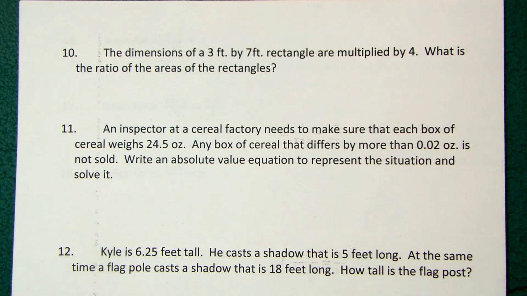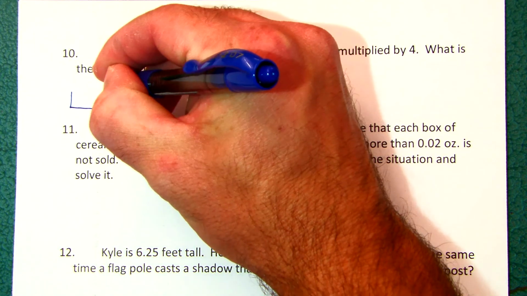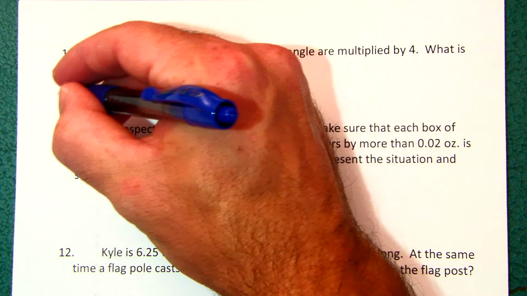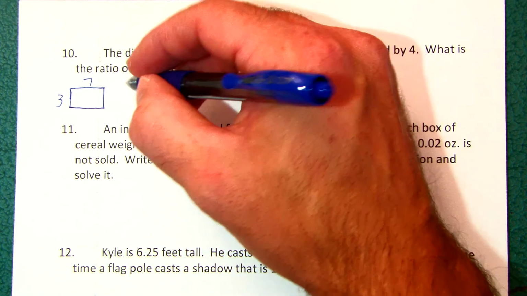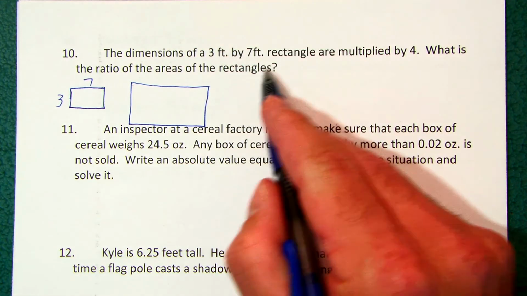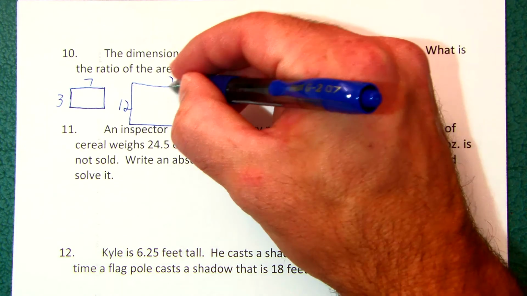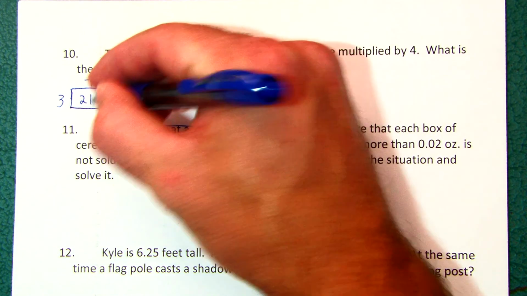All right, so the dimensions of a 3-foot by 7-foot rectangle are multiplied by 4. What is the ratio of the areas of the rectangles? So if you're starting off with a 3-foot by 7-foot, and this is not going to be to scale here, but if all the dimensions are multiplied by 4, well, that means your width is now 12, your length is 28. So this one had an area of 21.